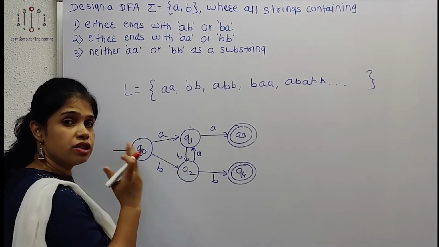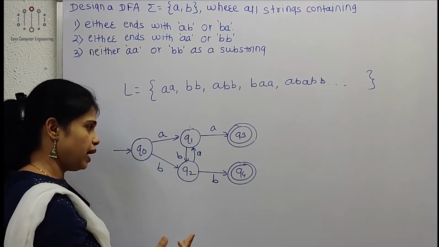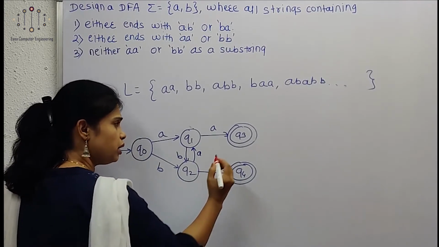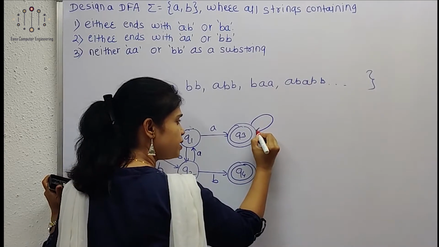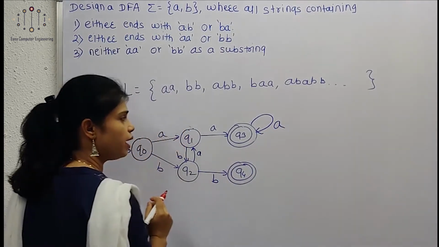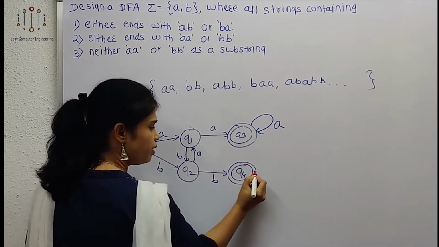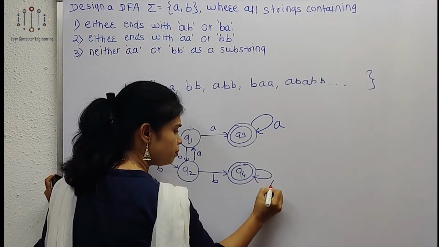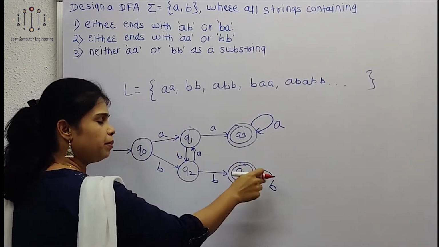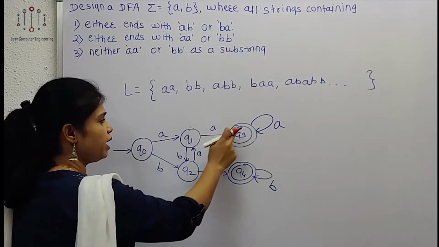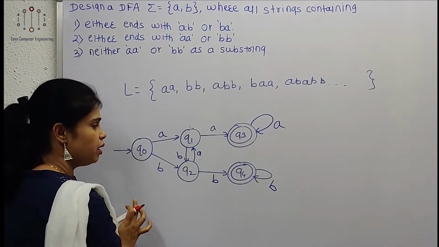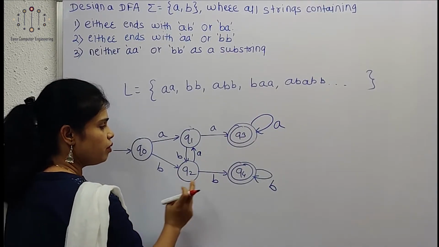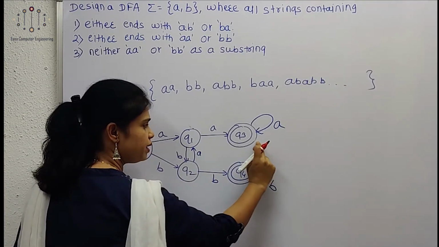All strings end with AA or BB. So here we can directly accept AA as a self loop, and here BB as a self loop. B, B, B, B, B is also possible, and this is also possible. Now we have to show the A transition for this and the B transition for this.